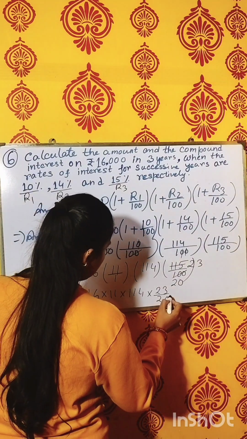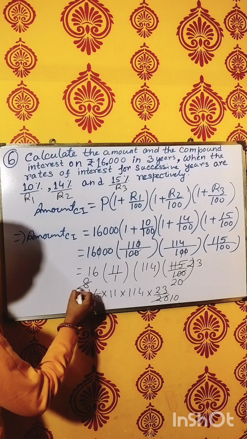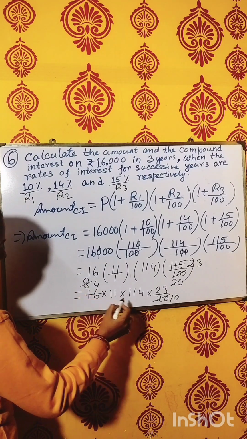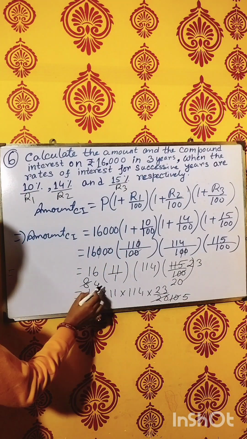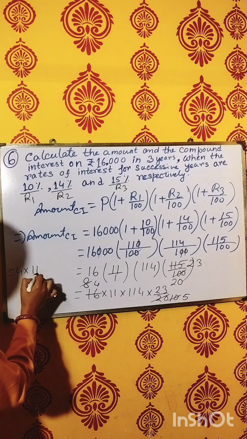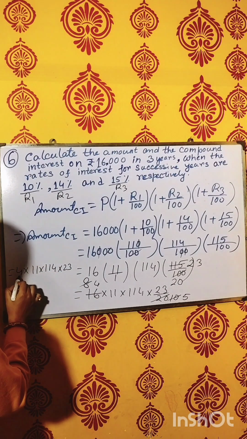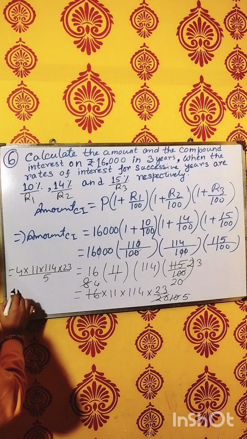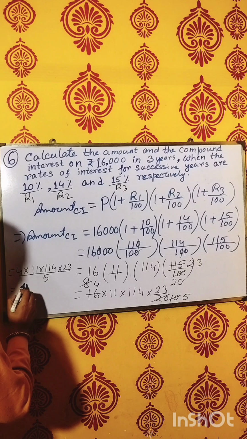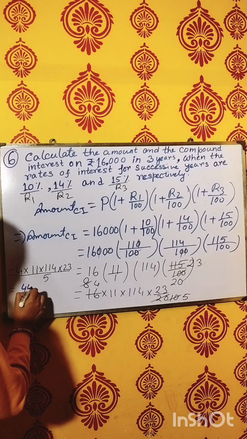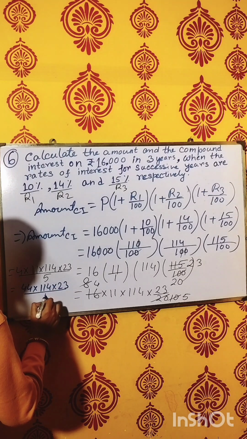Now we cut this by 2, 10 and this will be 8. Again we cut this by 2, we get 4, and cut this by 2, we get 5. Now we can write 4 multiplied by 11 multiplied by 114 multiplied by 23, whole divided by 5. Now we can multiply this. 4 multiplied by 11 is equal to 44, multiplied by 114 multiplied by 23 whole divided by 5.